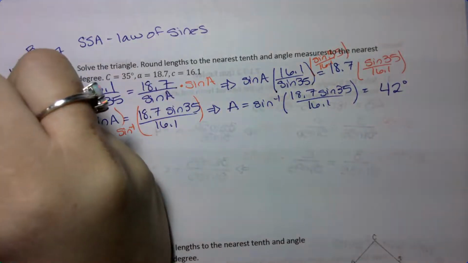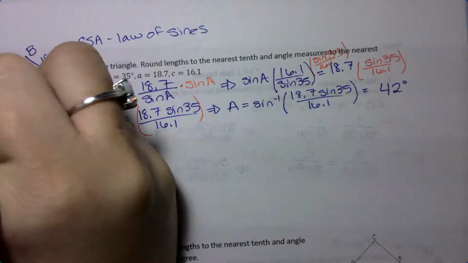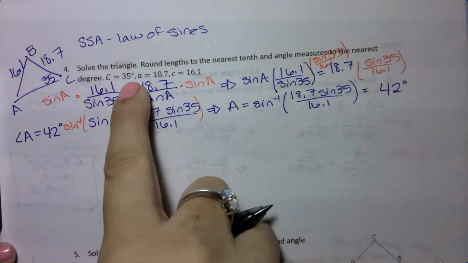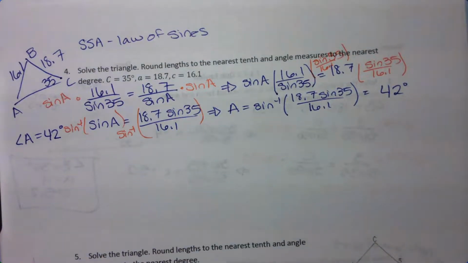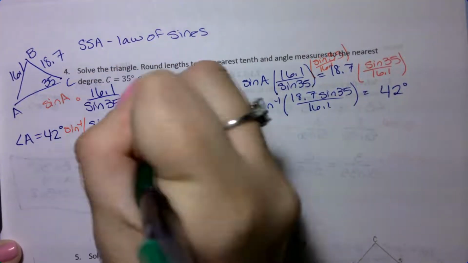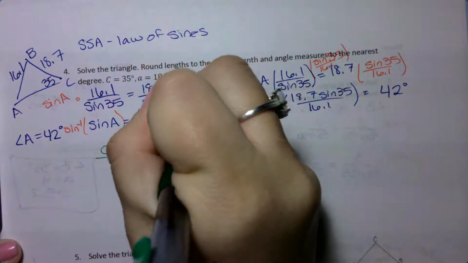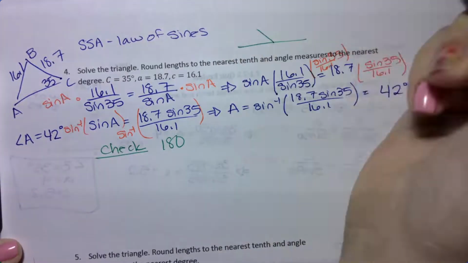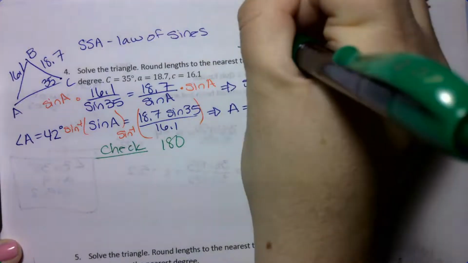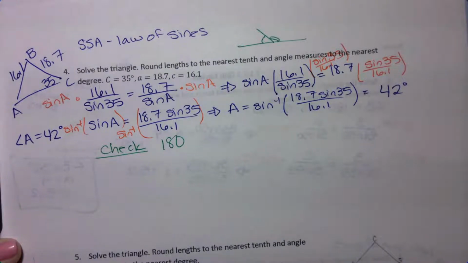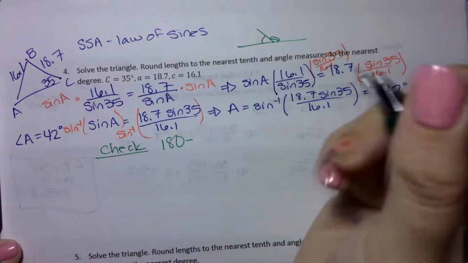I am going to write this off to the side. Because this angle is acute and this angle was also acute, I need to check to see if there are two triangles. So the way I do this is I am going to take 180 and subtract this angle. This is because when I have this triangle drawn out, I can either have this angle right here, or I can have this angle right here. I'm checking to see if I can have that obtuse angle to make the same triangle. I am doing 180 minus 42.